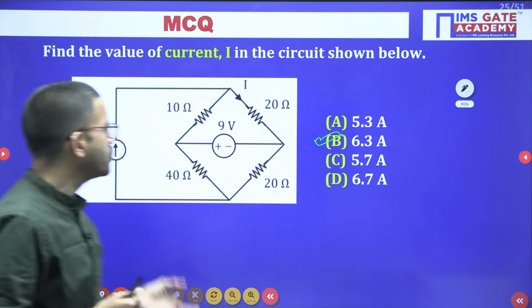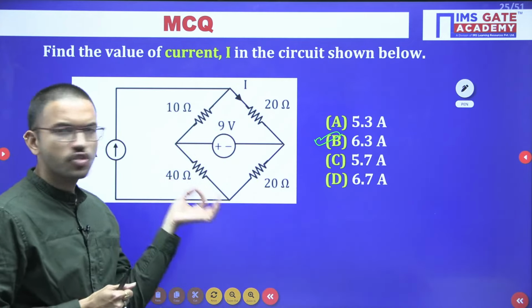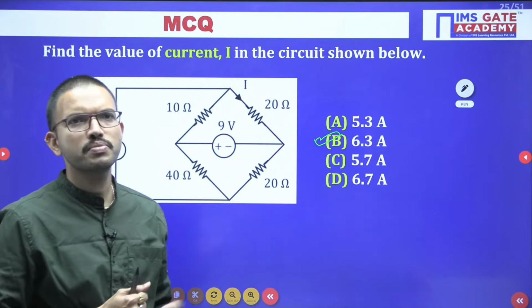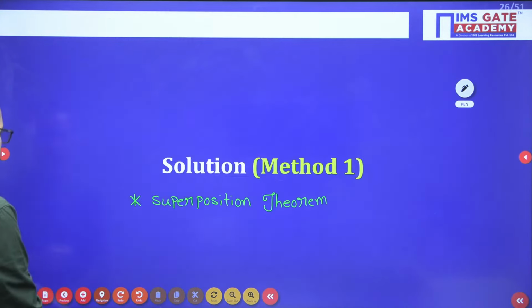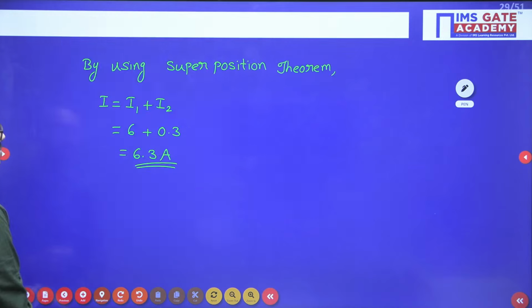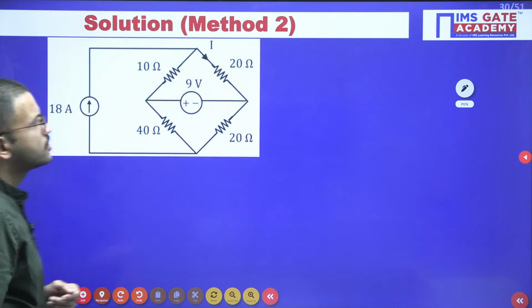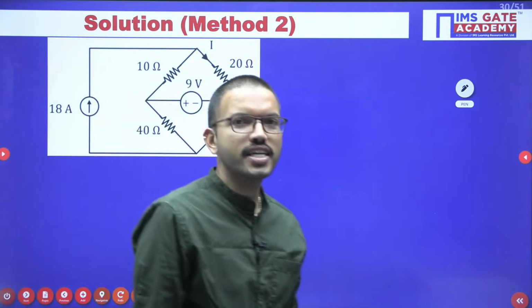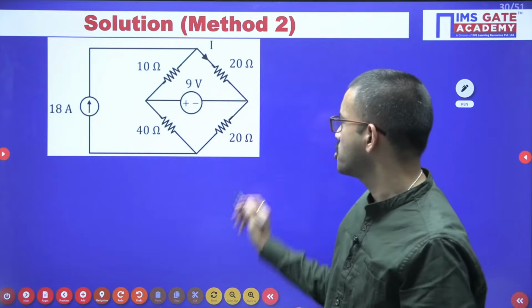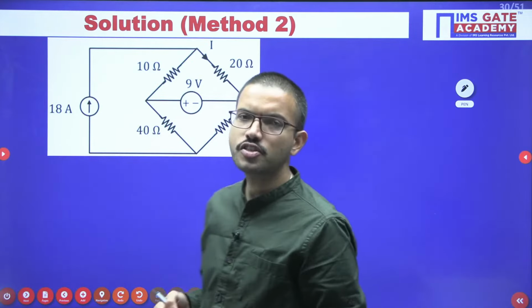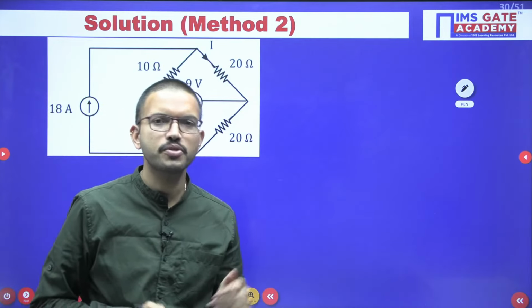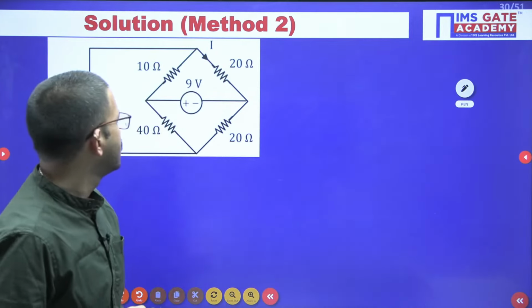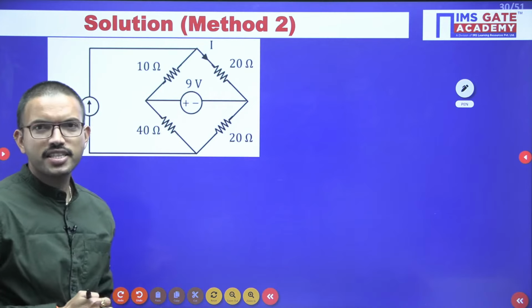Right. So here, for understanding purpose, I have solved this question by using the superposition theorem as the first method. Now, I will discuss this question in one more method. Can you guess by using which method I am going to solve this question? I will solve this question in 3 methods. As of now, I have solved this question with the superposition theorem method. Can you guess what is the next method?